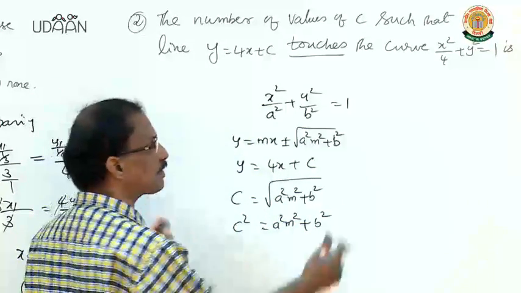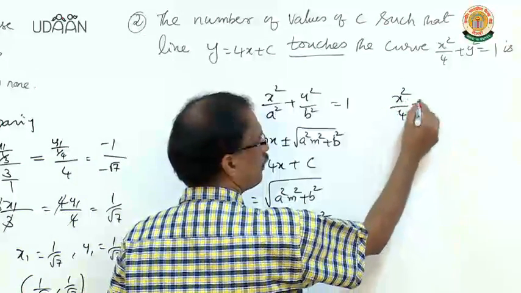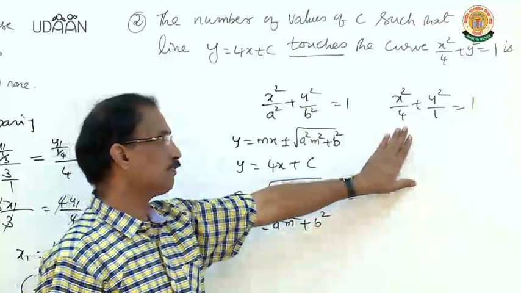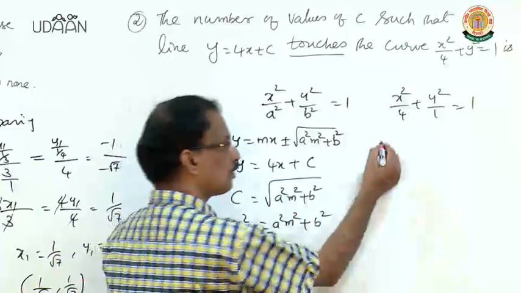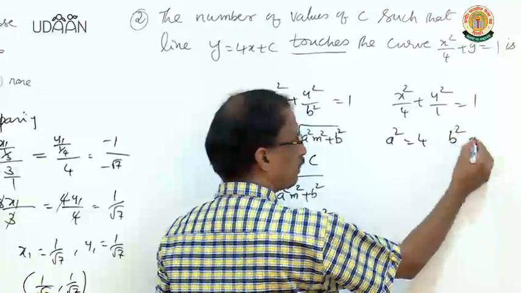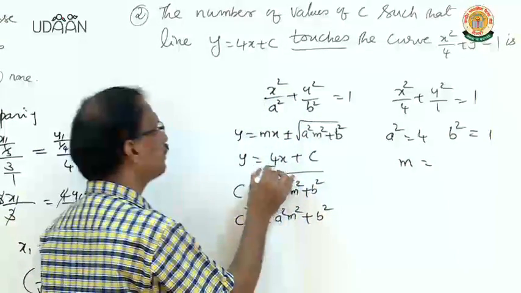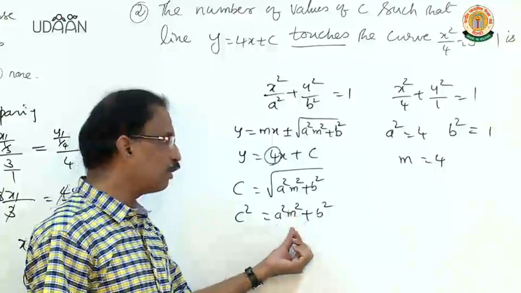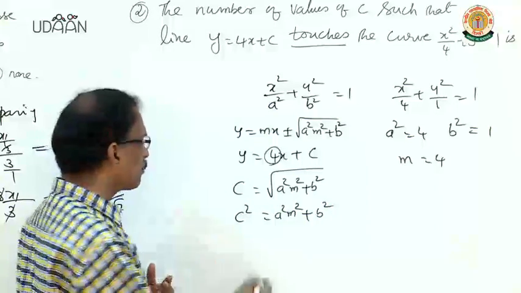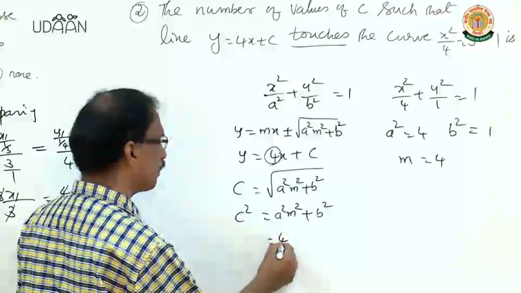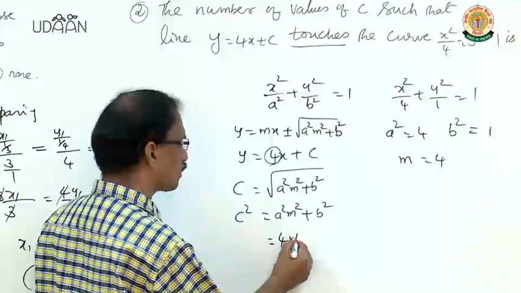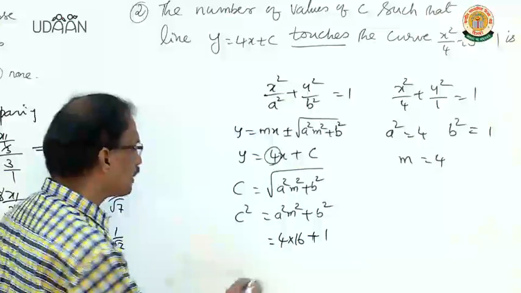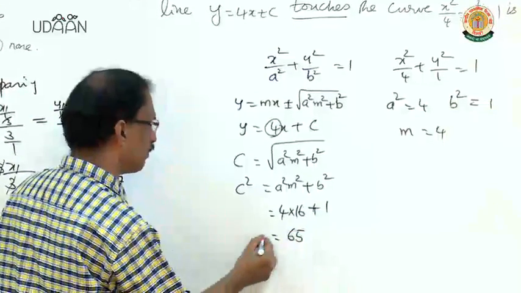Now here the equation of the ellipse is what? x square by 4 plus y square by 1 equal to 1. So now a square is 4 and b square is 1, and here the slope m is 4. So if we substitute a square is 4 into m square, that becomes 4 into 16, that is 64, plus b square, that is 1. So now we get 64 plus 1, 65. What is this? c square.